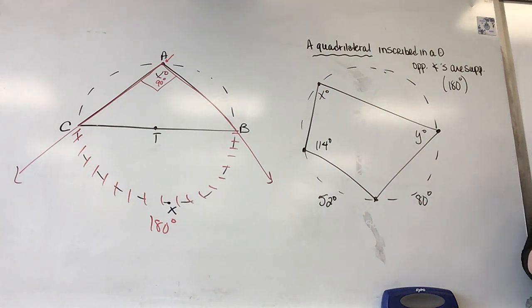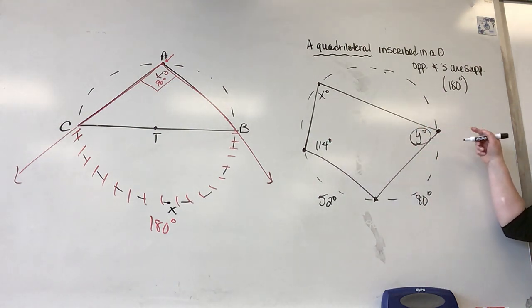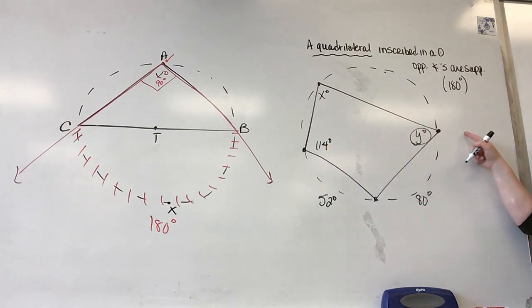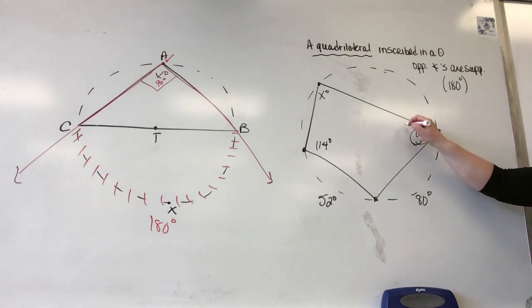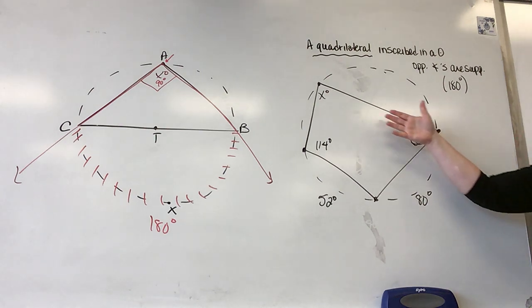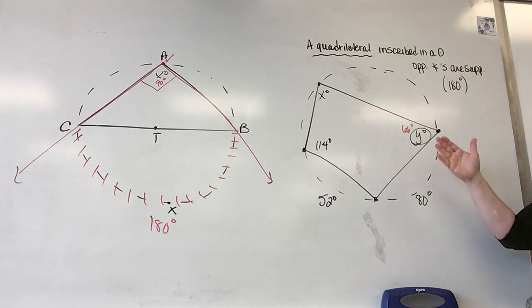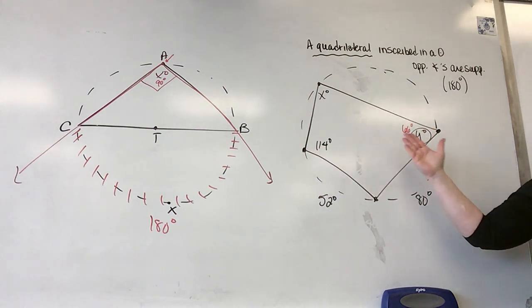So do you agree with me that I can find y really easy because 114 and y are opposite? So take 180 minus 114 and what do we get? You got it. So 66 degrees would be the answer for y. And you would hope that you'd have enough characteristics to do supplementary here or something, but you don't. You have nothing. Only opposite angles are supplementary.